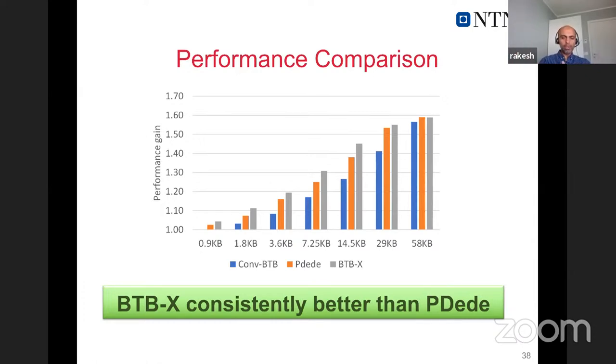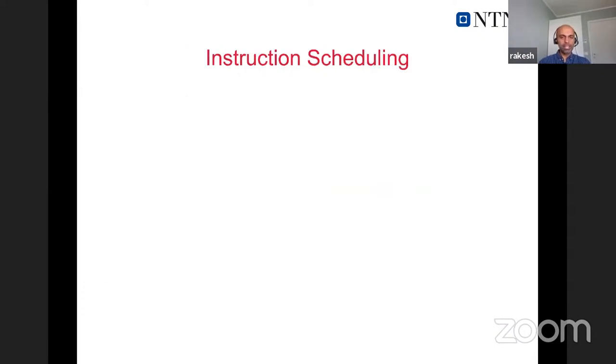Cool, so now we have seen how to build storage-free prefetchers and how to cram more and more branches in a given storage budget by optimizing the representation of branch targets. And now we are shifting gears and moving to the next part, instruction scheduling.